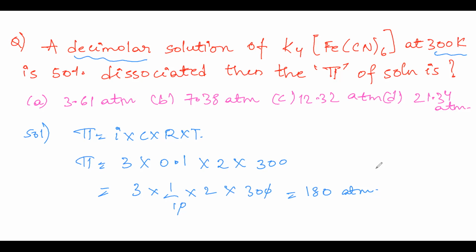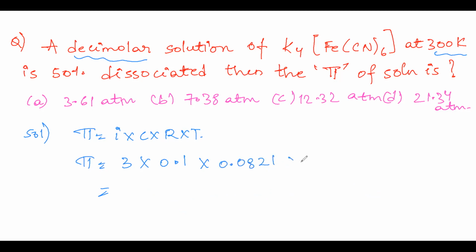So here the R value should be taken as 0.0821. Just note down: don't take R as 2. In all the cases, you have to take the R value as 0.0821. Now I understood. Now we multiply 3 into 0.1 into 0.0821 into 300, which comes to around 7.38. Now we got the answer.